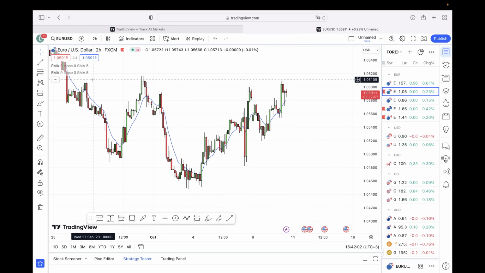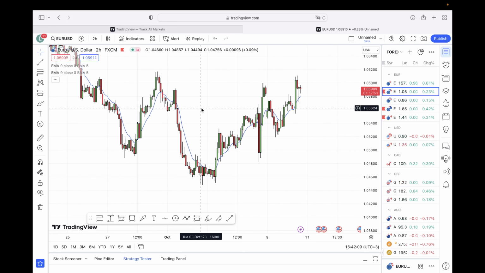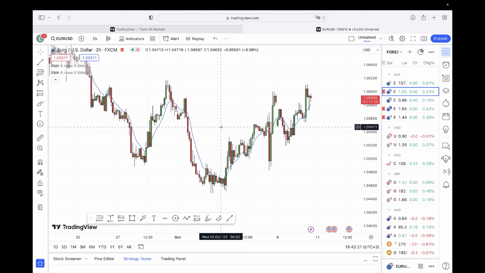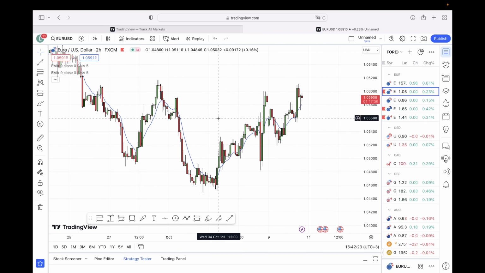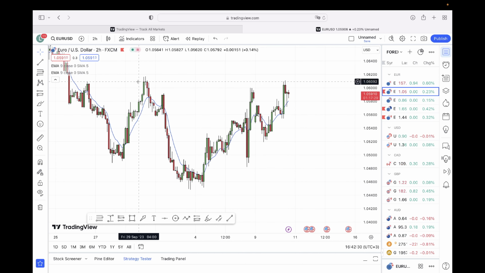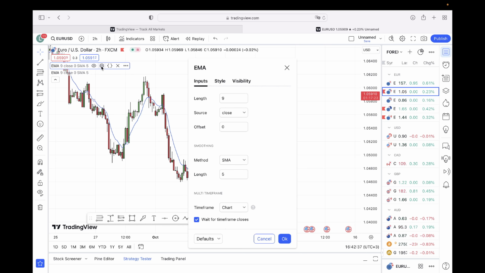Now we have two different exponential moving averages, and this particular strategy is called exponential moving average crossover. So that means that we will have two different EMA lines, and when they cross, they will give us an indication where to open buy or sell positions and where the momentum is going. So in order to set this strategy up, we first of all need to have these two exponential moving average indicators on our charts. Let's go to settings.